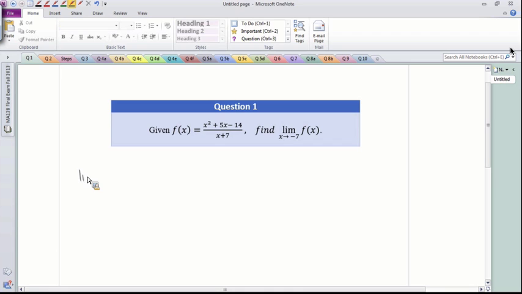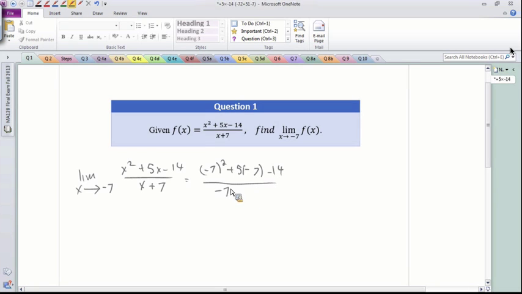So we have the limit as x approaches negative 7 of x squared plus 5x minus 14 all over x plus 7. So what we're doing is we're going to plug in negative 7 for each value of x. So instead of x squared, we'll have negative 7 squared plus 5 times negative 7 minus 14 all over negative 7 plus 7.